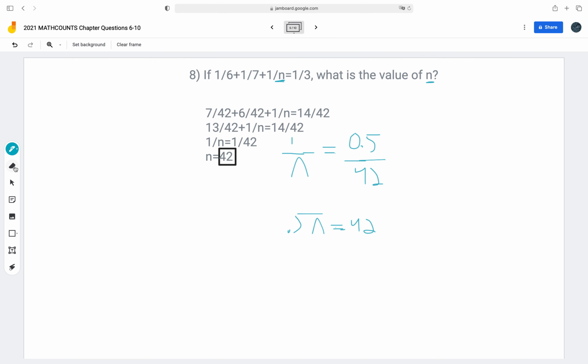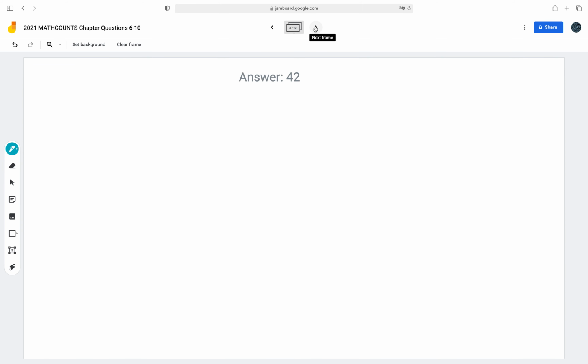That's not the answer to this problem. That's just if you wanna see how to do it. So 42 is the answer. All right, cool. Next problem.